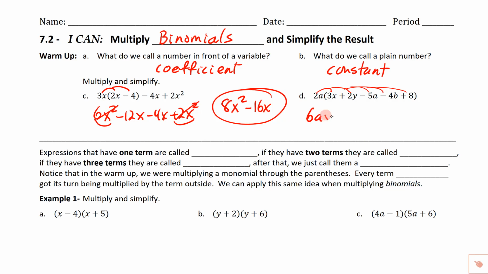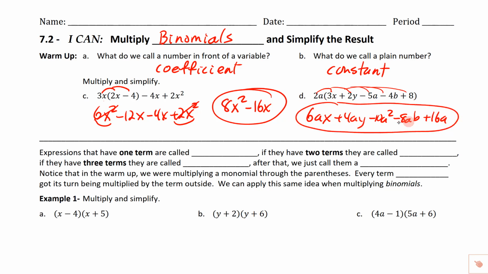We get 6ax. I'll go ahead and write them in alphabetical order. And then plus 4ay. Multiplying here, we get minus 10a squared, sorry about that, minus 10a squared, and then we get minus 8ab, and then the last one, when we multiply the 2a times the constant of 8, we end up with a plus 16a. Now, there's nothing really that can be done with that. We could argue about the order there and say, hey, maybe the a squared term needs to go first or something like that. But remember, there's not really a good rule about what order to write those in.